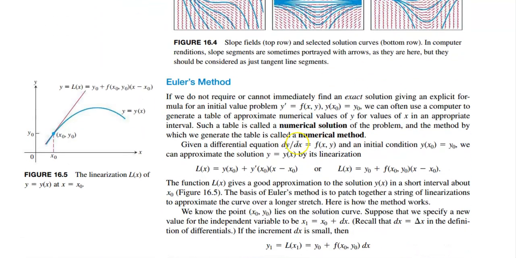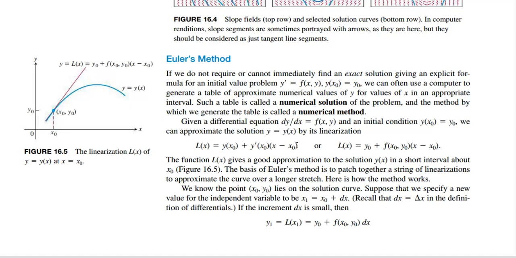Last thing we're going to talk about in this section is Euler's method. If we don't require or can't immediately find an exact solution, given an explicit formula for the initial value problem y prime equals f of x, y, where y of x0 equals y0, we can often use a computer to generate a table of approximate numerical values of y for values of x in an appropriate interval. This table is called a numerical solution of the problem, and the method by which we generate the table is called a numerical method.